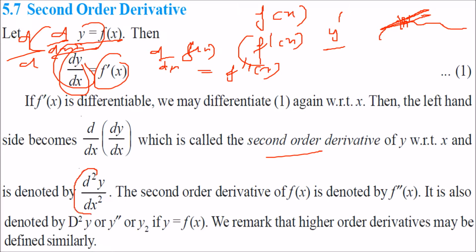We write it as d2y by dx2. So the second order derivative of f(x) is nothing but f double dash x. It is denoted by d2y by dx2. You can also write it like y double dash. One more representation is there, y2.